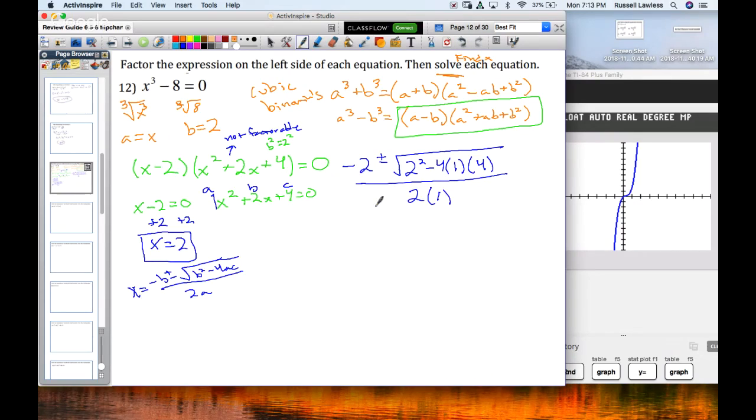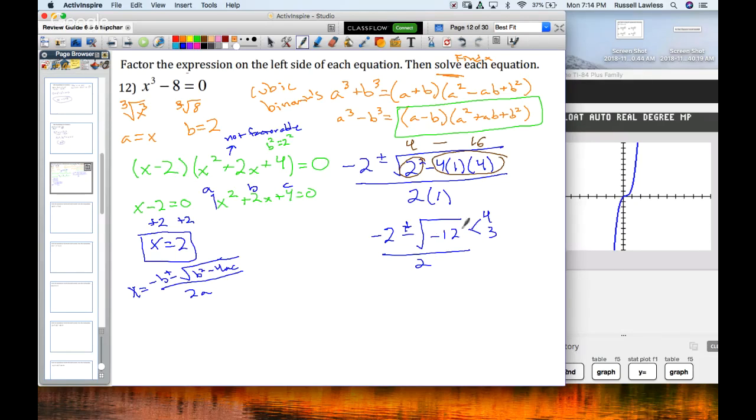And so what we need to do is just simplify one at a time. One neat thing here is that 4 times 1 times 4 is going to be 16. 2 squared will just be 4. So this is actually going to be 4 minus 16. That would give negative 2 plus or minus the square root of negative 12 over 2. Negative 12 gets broken up as 4 and 3.